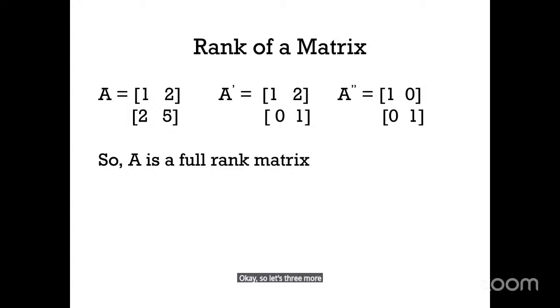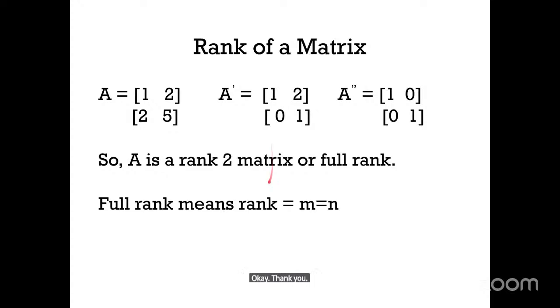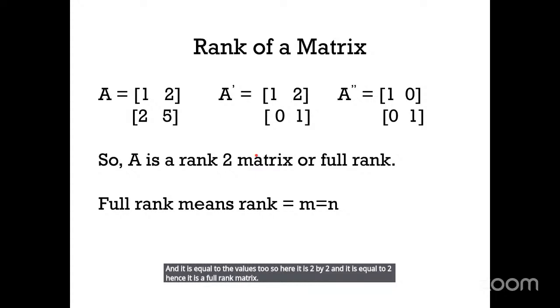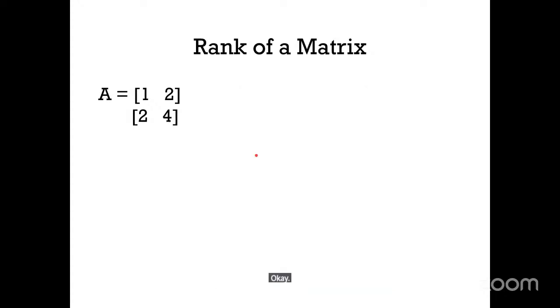Let's look into another example. What I mean by full rank is when m is equal to n and it is equal to the rank value too. So here it is 2 by 2 and the rank is 2, hence it's a full rank matrix. Okay, let's look into this example. Can someone tell me if this A matrix is a full rank matrix or not?